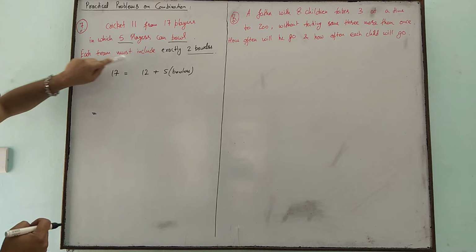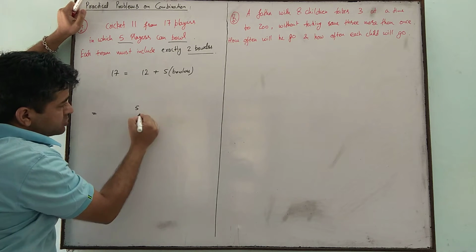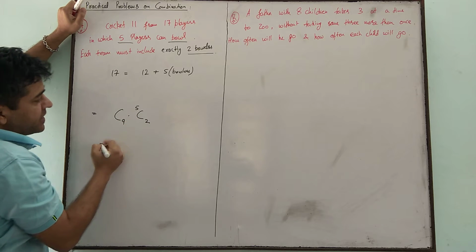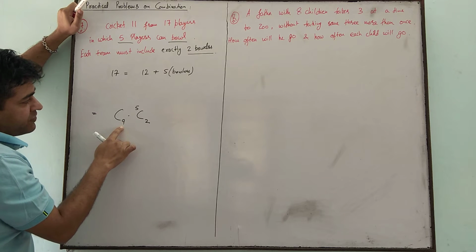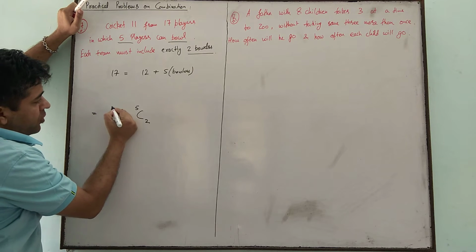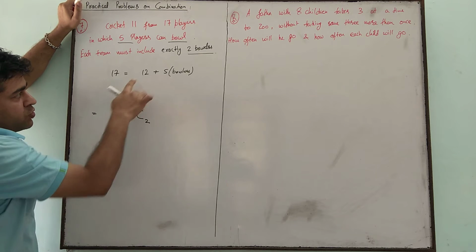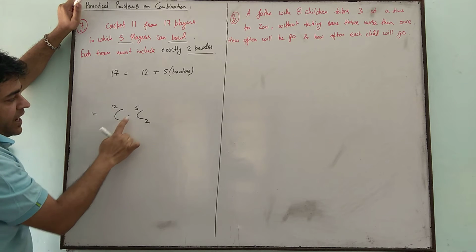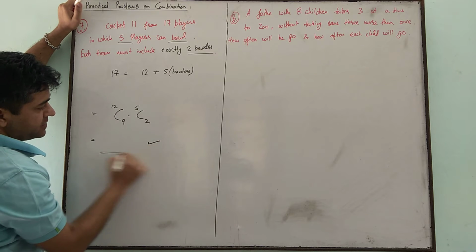The second condition is each team must include 2 bowlers. So out of 5 we have to select 2 and the rest 9 are left, as in total we need 11. So the rest 9 are selected from how many? From 12, because we don't need any other bowler. So 12 which cannot bowl. So out of 12, 9, and out of 5 bowlers we need 2. So just simplify it, this will be your answer.